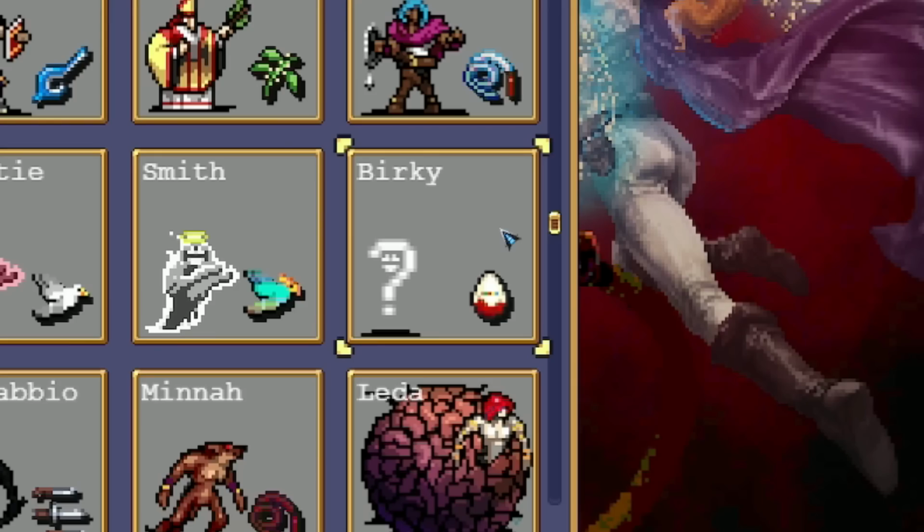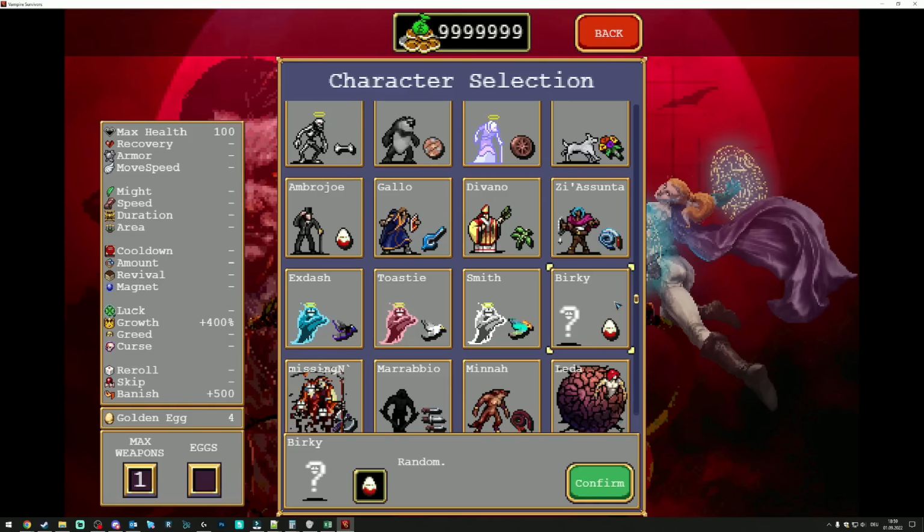Random, or Berkey, is the new character in the latest Vampire Survivors update, and now that the version is soon going live, I thought it would be nice to understand how the character works. And trust me, it's quite confusing.